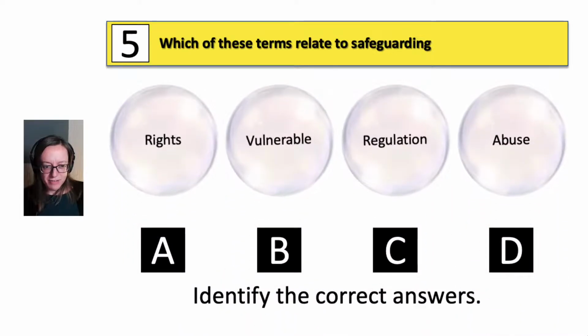Okay, question 5. Which of these terms relate to safeguarding? A, rights, B, vulnerable, C, regulation, D, abuse. Do you think it's 1, 2, 3, or all 4 of those? Let me know. Also, once you've typed your answers, if someone wants to tell me something about vulnerable and something about regulation, that would be good. Okay, Zainab says B and D. Hibba says A, B and D. Nardos says all of them.